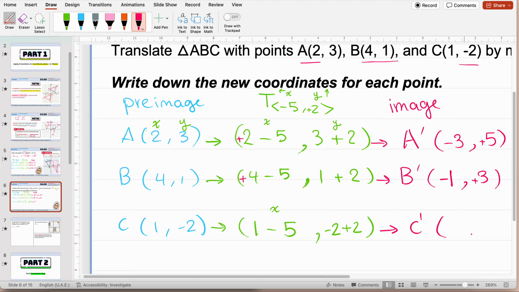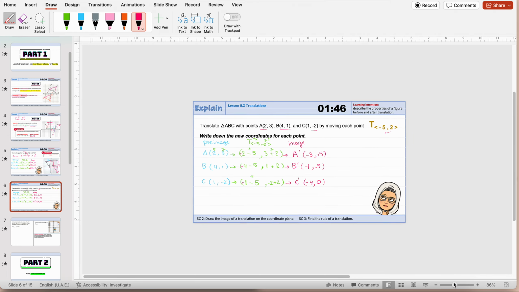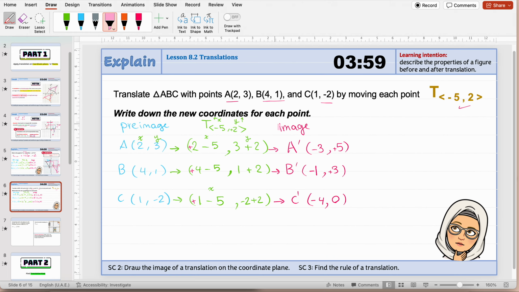C prime is what? 1 positive, 5 negative. Different signs subtract, it's going to be negative 4. And then negative 2, positive 2, different signs subtract, it will be 0. Okay? These are my new points. Make sure to highlight that they are the new points. They said write down the new coordinates, I wrote them. Here you go, miss.